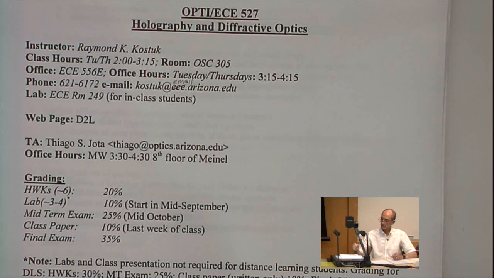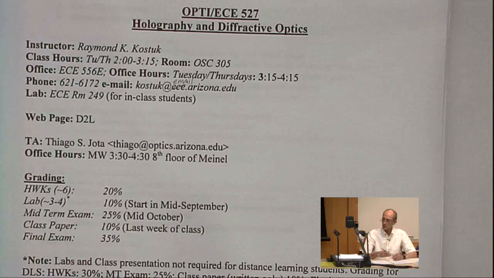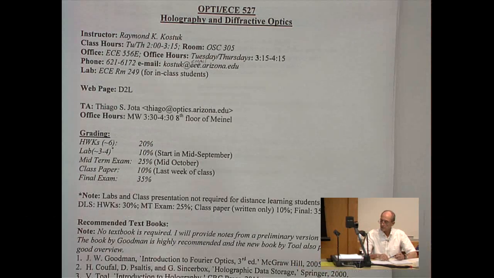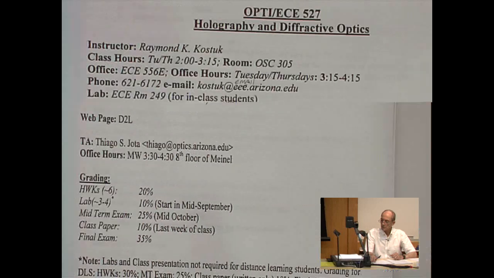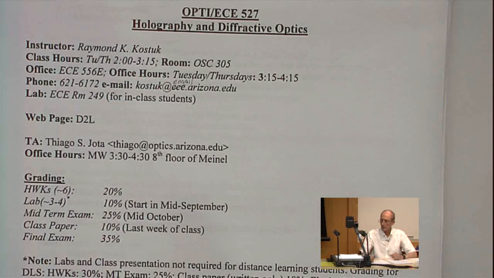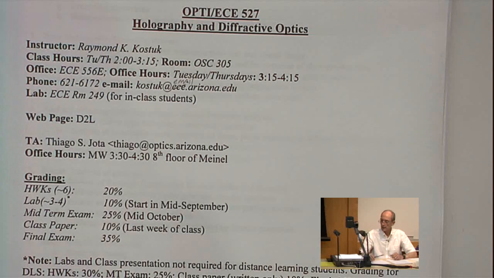My email is actually Kostik@email. It's changed, I didn't notice that ECE there. It'll still get to me if you send it to ece.arizona, but the email one is the current one. My office is in 556E over in the ECE building near Mountain and Speedway, and my lab is in room 249. And again, we'll be on D2L.